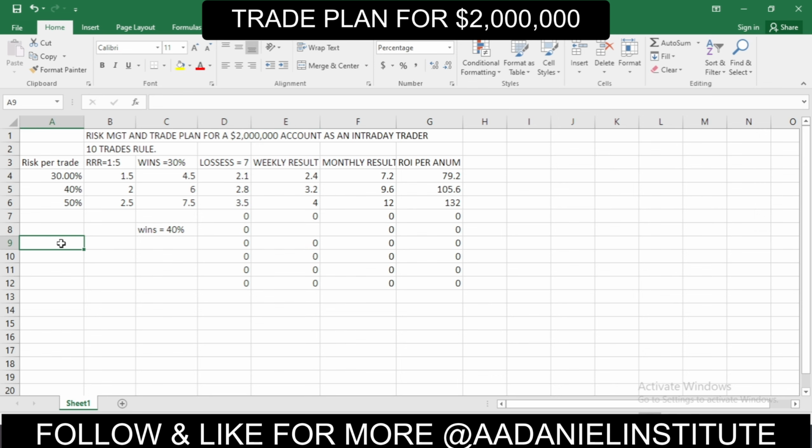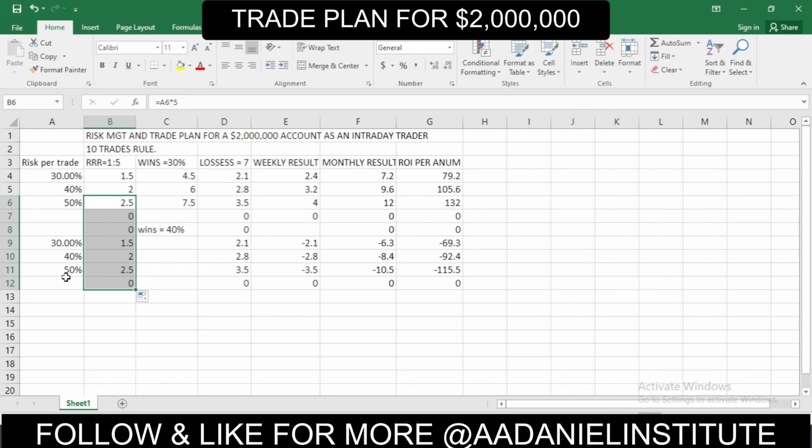So what do we have here? Same thing, we are risking 0.3% per account. Here we'll be reaching 40%. Here we're risking 0.5%. So okay, let's do the maths. Same analogy. So for 0.3%, one win, that is 0.3% times 5, you have 1.5%. For 0.4% risk of your account, that is $8,000, you have 2, right? Then for 0.5%, not 5%, 0.5% risk of your account, that is about $10,000 per risk on a $2 million account.